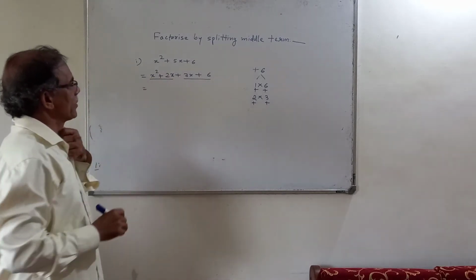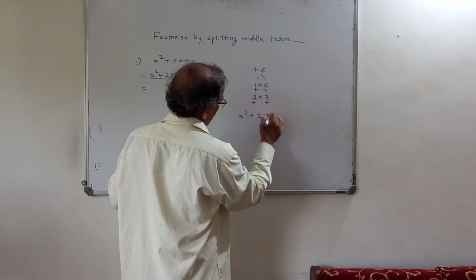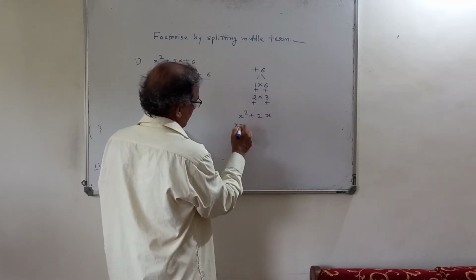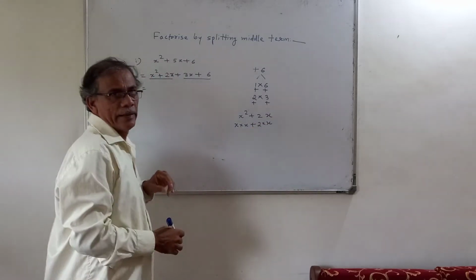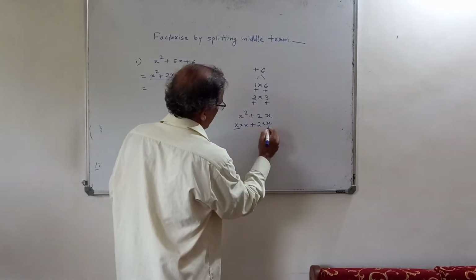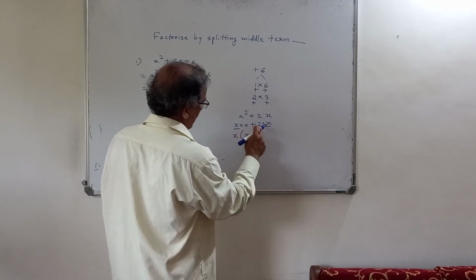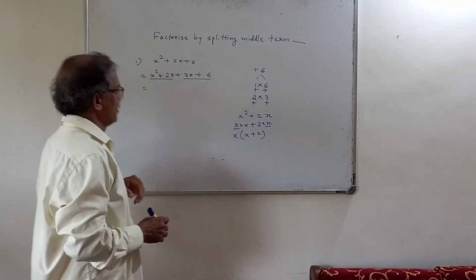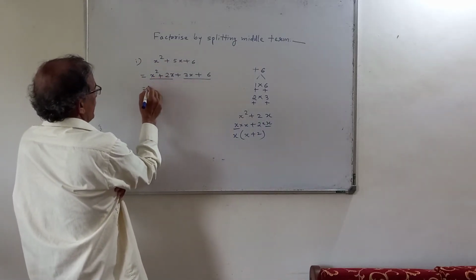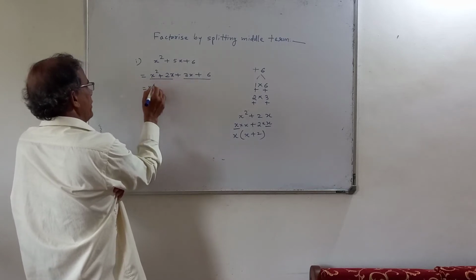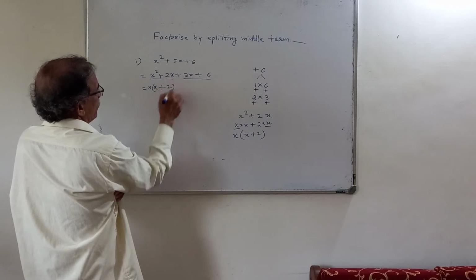X square plus 2x. What is common? Now see, x square plus 2x. X square means x into x, plus 2x means 2 into x. Now on both sides, x is common. So if you take x common, what is remaining? Here x remains plus here 2 remains. So we have to take common here. X square plus 2x, so x is common. 1 here, x will remain. X into x we get x square, plus 2.